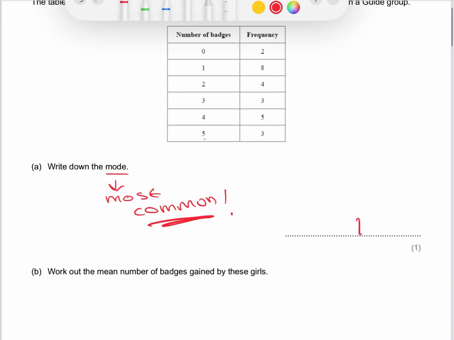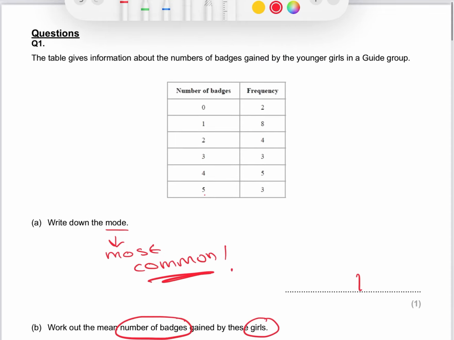The next question is asking for the mean. So this wants to know, what is the average of badges per girl? So 2 things we need to know here is we need to know the number of girls and we need to know the total number of badges. So reading from the table, first, nice and easy, if I add up my frequency, that will tell me how many girls I have. So 2, 8, 4, 3, 5 and 13. If I add them together, I will have 25 girls.